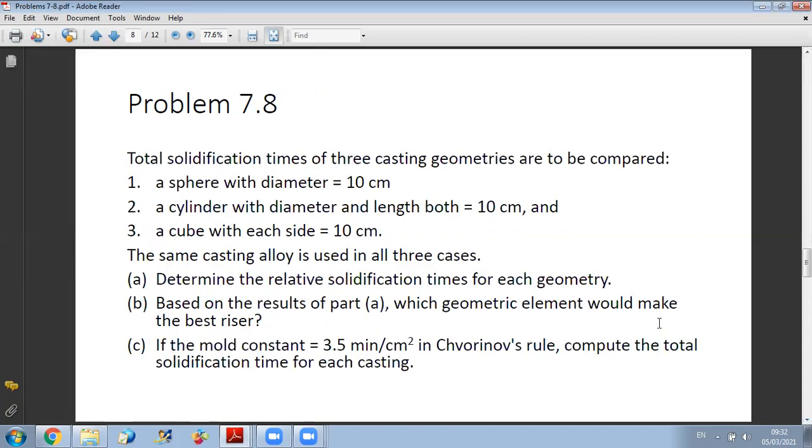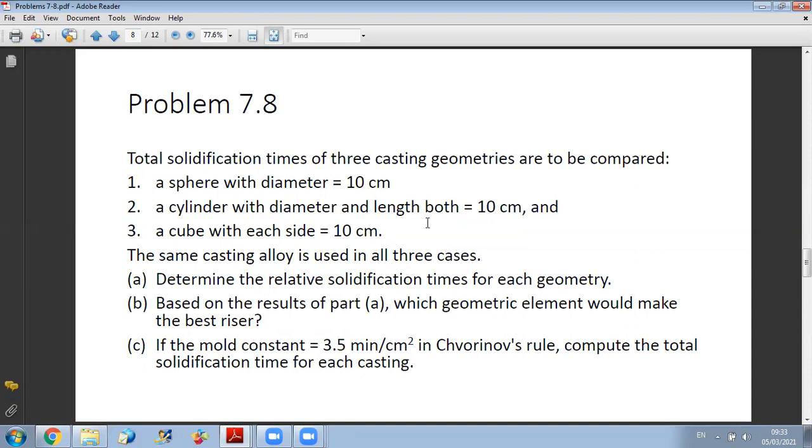Another problem. The total solidification times of three casting geometries are to be compared. First, we need to determine the solidification time of a sphere of diameter 10 centimeter, a cylinder with diameter and length both equal to 10 centimeter, and a cube with each side equal to 10 centimeter. The same casting alloy is used in all three cases. First, determine the relative solidification time for each geometry, and based on the result of part A, which geometric element would make the best riser?